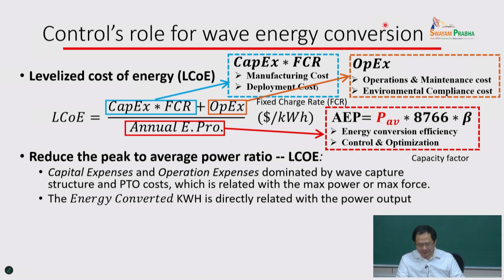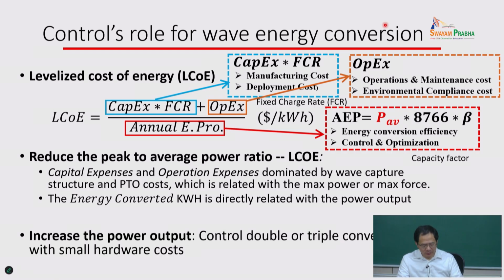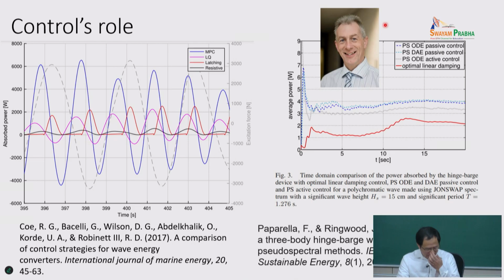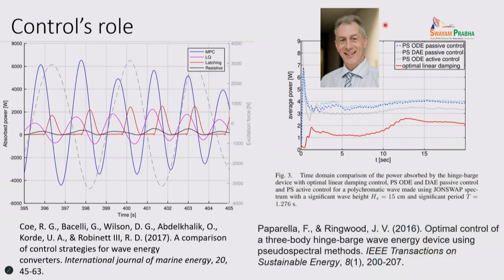Also, if you use control, you can increase the power output in kilowatt hours, right? In that way you can reduce the LCOE. I took this slide from Professor Jonathan Rinwood's group at Michigan.